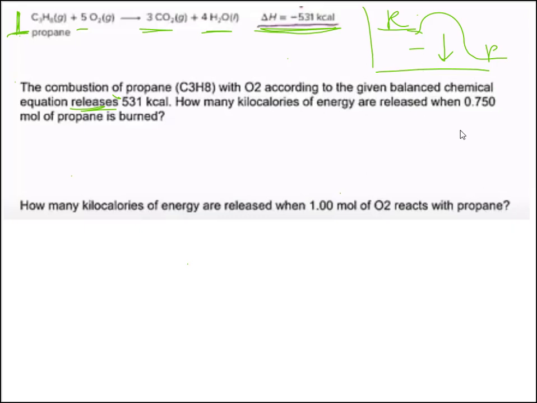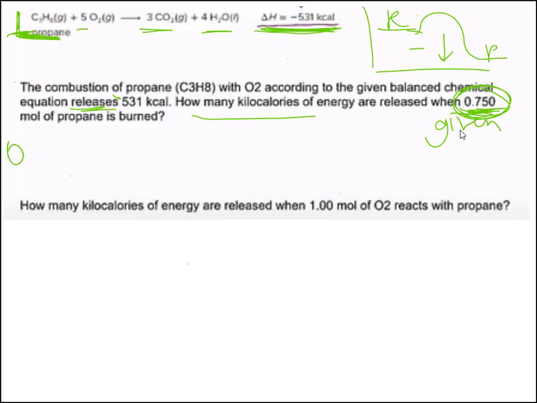Then we want to know how many kilocalories of energy are released when 0.750 moles of propane are burned. So this thermochemical equation tells us that when 1 mole of propane is burned, here's how much heat energy is released. How do we figure out if we're at 0.75 moles? Well, we just have to look at our stoichiometric ratio, and everything is given to us. So we just need to start off with what are we given in the problem.